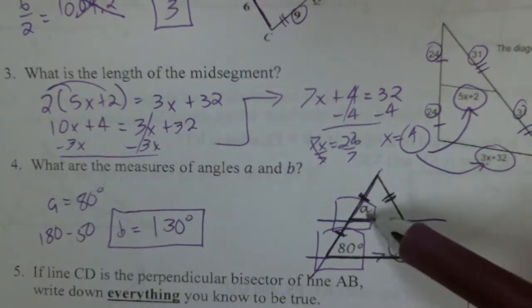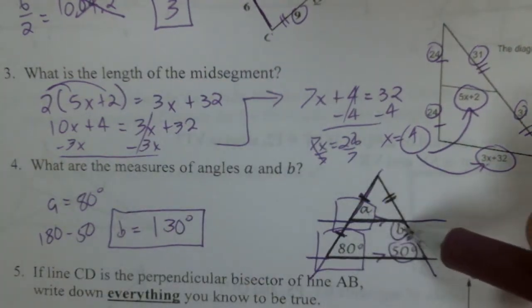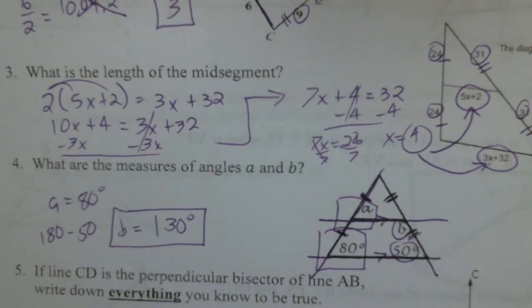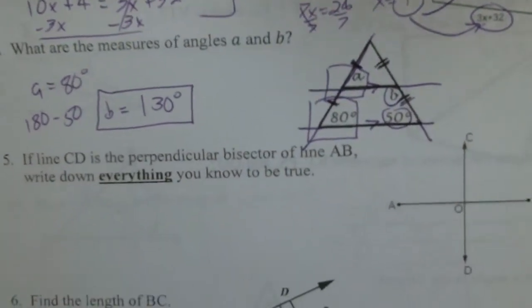Okay. Corresponding angles, same spot in the window. These are same side interior angles. They have to add up to 180. They're supplementary.